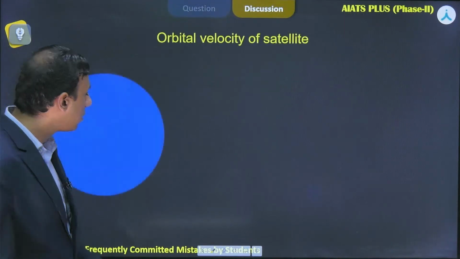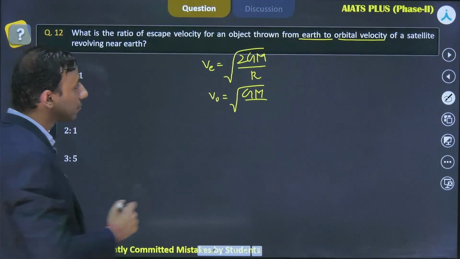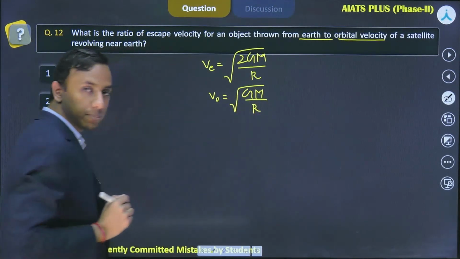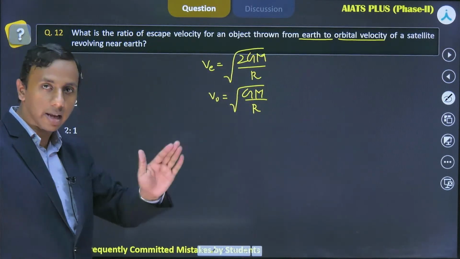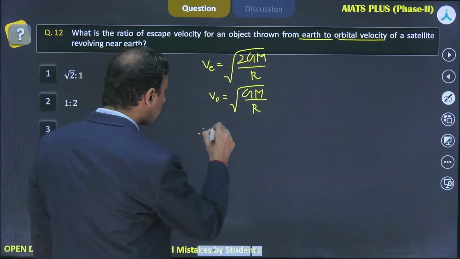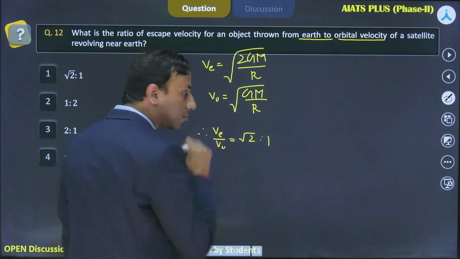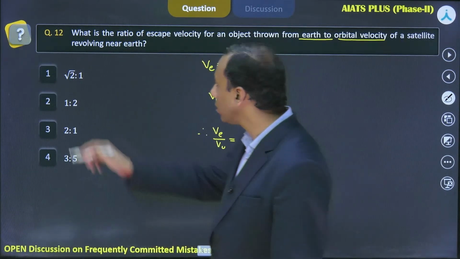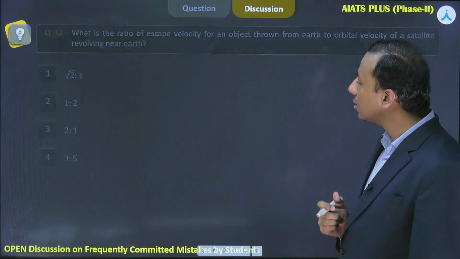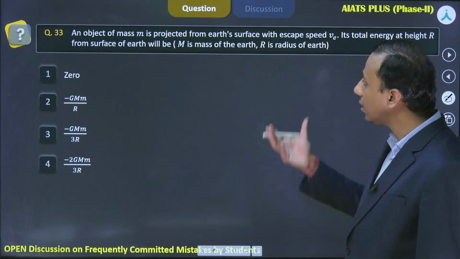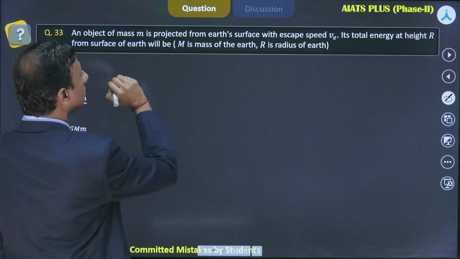I hope you have understood. This orbit is very close to the surface, so small r is capital R only. You have to take the ratio. Just take the ratio, under root GM by R and under root GM by R will cancel out. So what you are left with? V_E by V_O is nothing but root 2 : 1. So first option. I hope everyone has got this one. And this other question you can take as homework if you want.